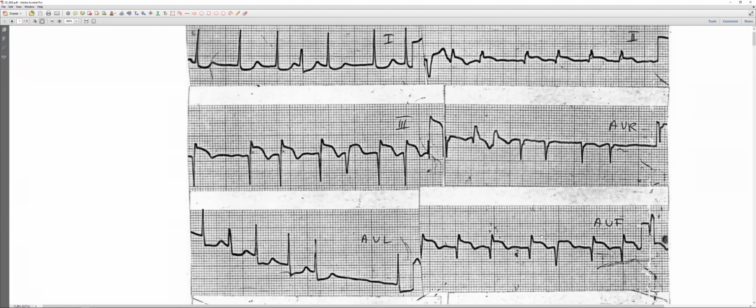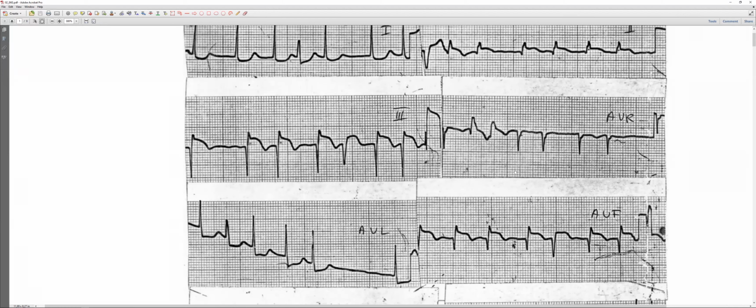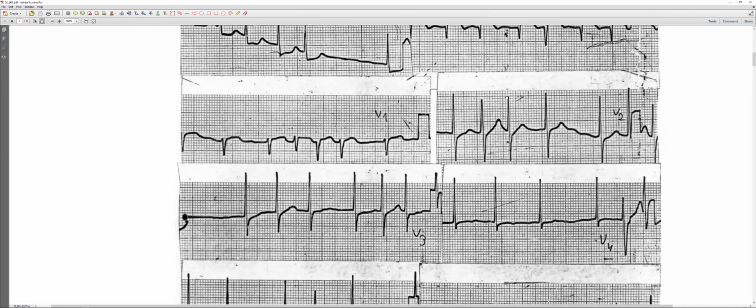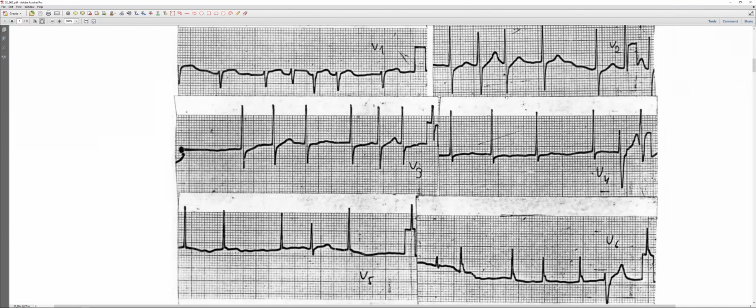Now, let's go to the chest leads. Look at the chest leads. What can you see? I can't see the chest leads here. I can only see leads 1, 2, 3, AVR, AVL, and AVF. Okay, I can see it now. It takes a little time, but it's okay. All right, go on.